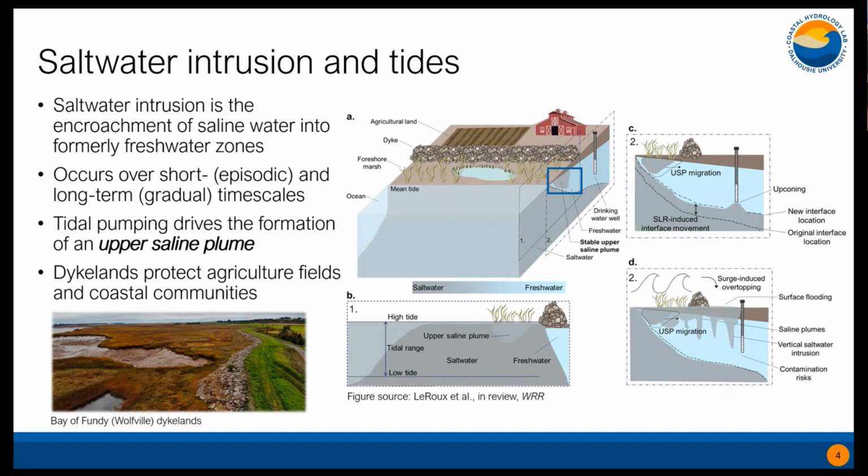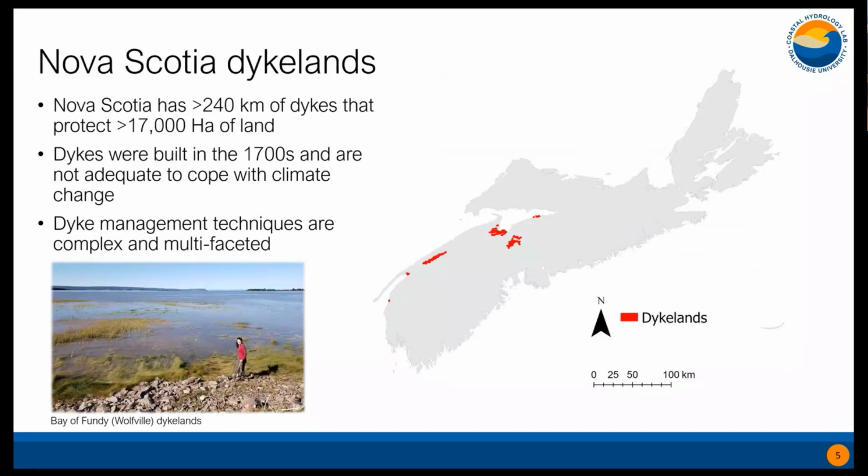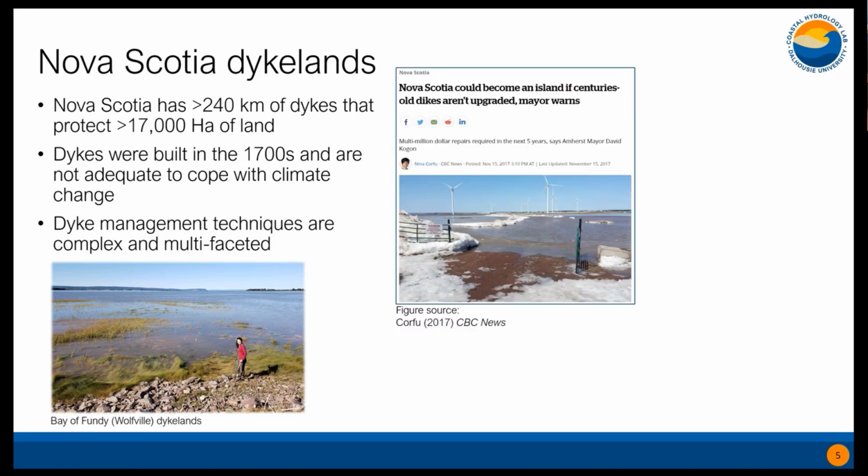And in many coastal areas, the dikes were built, which are these coastal structures that were essentially put in place to remove tidal influences from the surface domain and develop this really nutrient-rich agricultural land and also promote coastal community development. And in Nova Scotia, we have over 240 kilometers of dikes that protect over 17,000 hectares of land. However, these dikes were built in the 1700s and are not really adequate to cope with climate change moving forward.